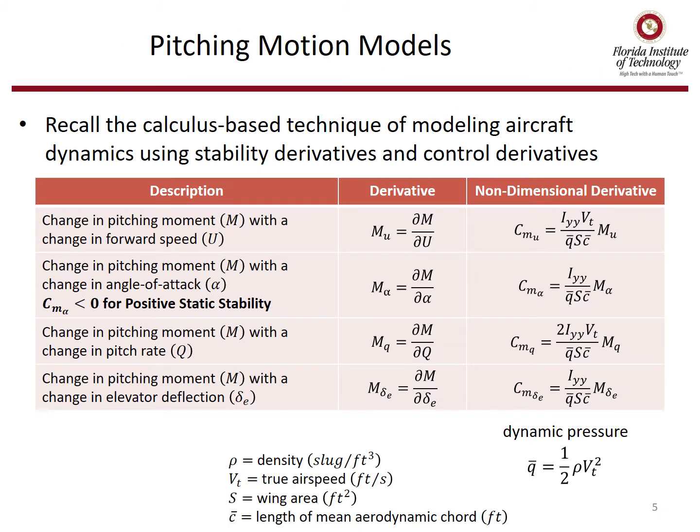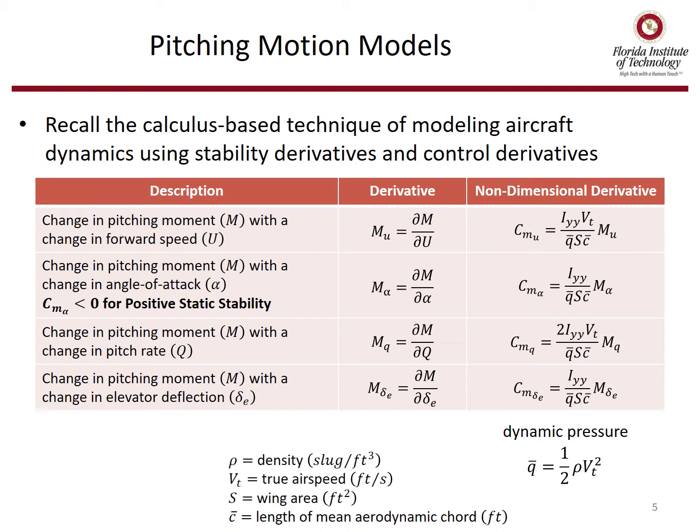Recall the calculus-based technique of modeling aircraft dynamics using stability derivatives and control derivatives. And let's refresh ourselves by walking through these one by one. M u is the change of pitching moment with the change in forward speed. M alpha is the change in pitching moment with change in angle of attack. M q, change in pitching moment with change in pitch rate. And finally, a control derivative, M delta E, is change in pitching moment with change in elevator deflection.